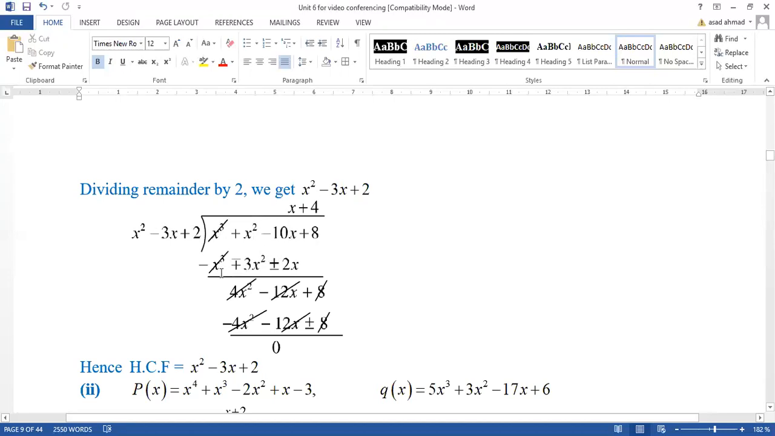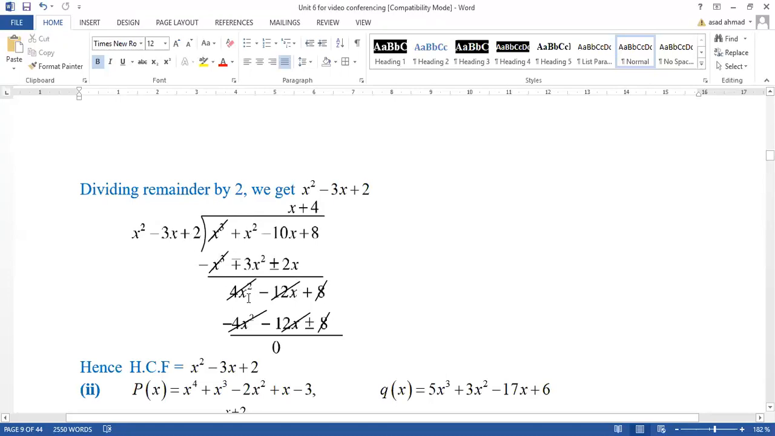Once you write it after the multiplication of x with all of these terms, you will change the signs. Once you change the sign, you will see that positive and negative will be cancelled. Plus 3x square and plus x square will become 4x square, minus 10x and minus 2x will become minus 12x, and plus 8 will be written here.